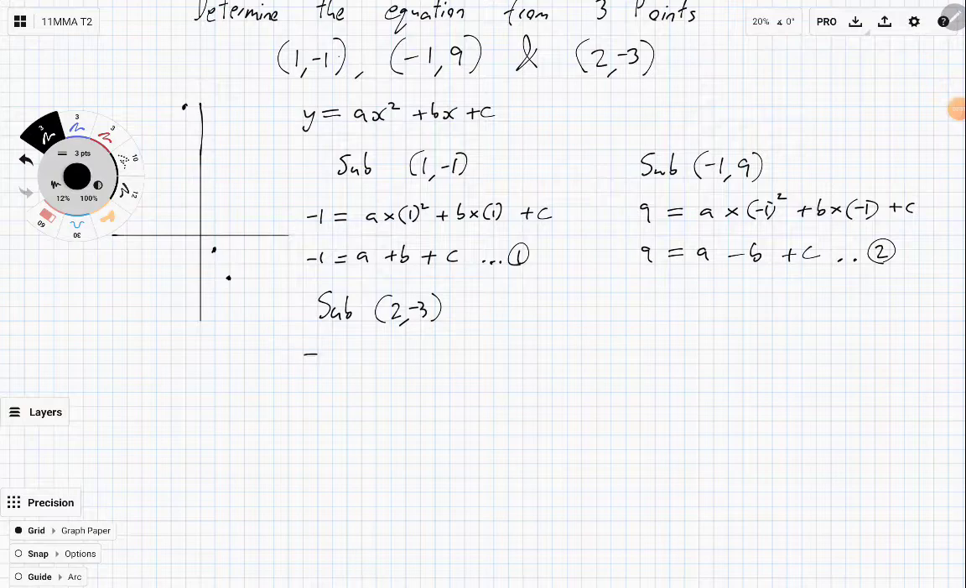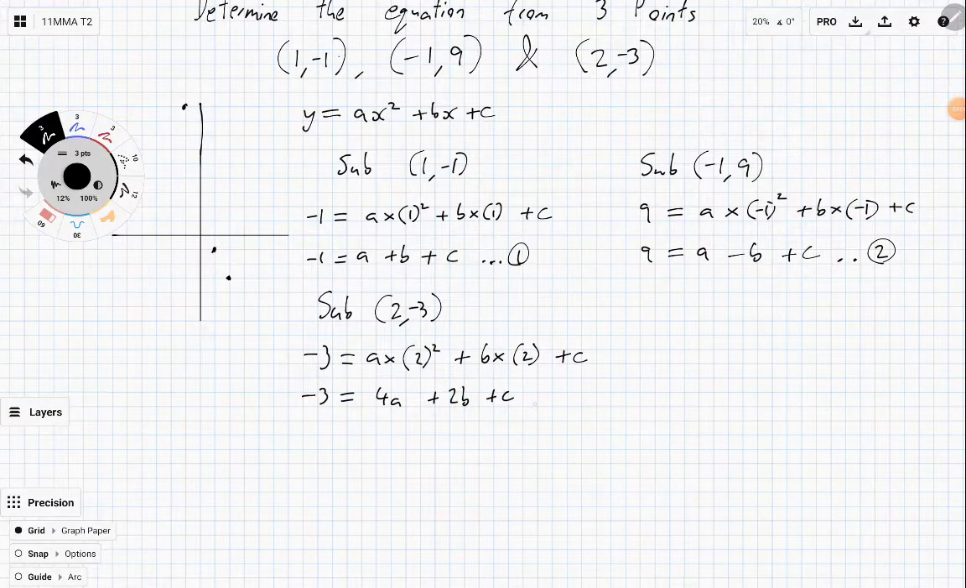And these are going to make up our 3 equations. -3 is equal to a times 2 squared plus b times 2 plus c. -3 is equal to 4a plus 2b plus c. And this is equation number 3.